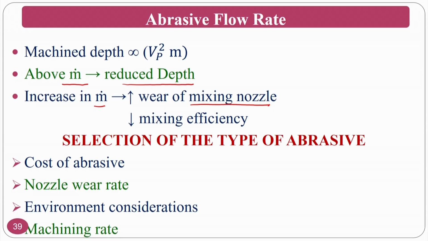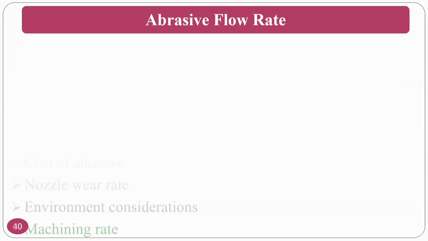Okay. Selection of the type of abrasives, normally it will be done based on the cost of the abrasive particle, nozzle wear rate, at the same time environmental considerations and machining rate. If I want more machining rate, normally the hardness ratio should be very high. That means that your abrasive particle hardness should be much higher compared to your workpiece hardness.